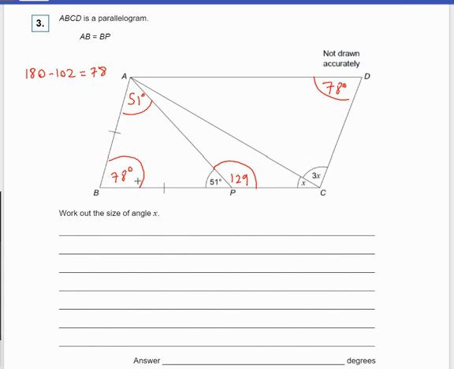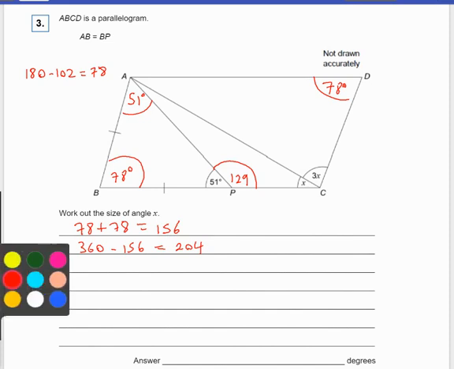Okay. So the angles in the parallelogram, because it's a quadrilateral, add up to 360 degrees. And we already know that these two angles are 78 degrees. So we have 78 plus 78, which is equal to 156. Then we do 360 take away 156, which is equal to 204.